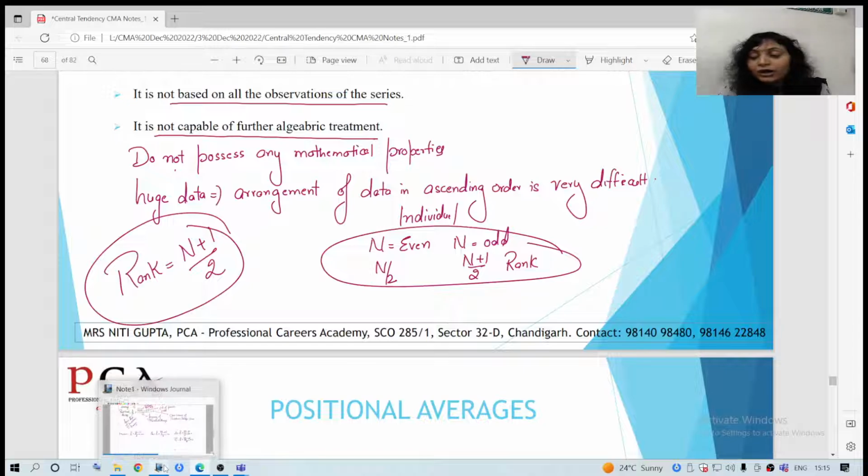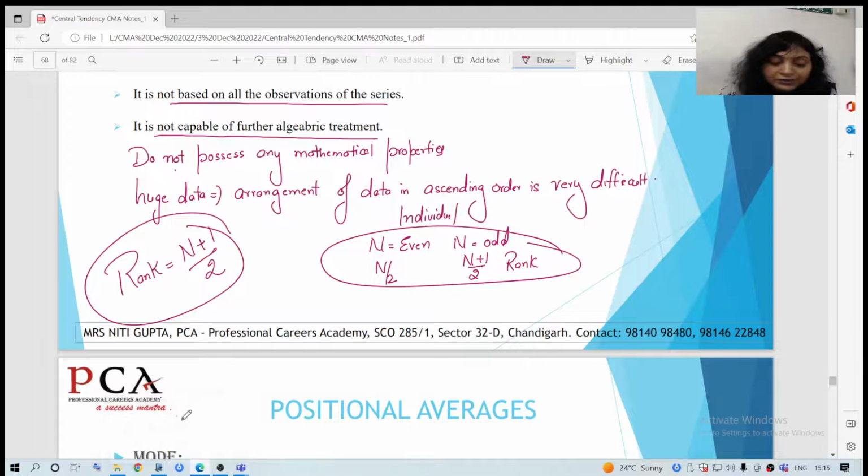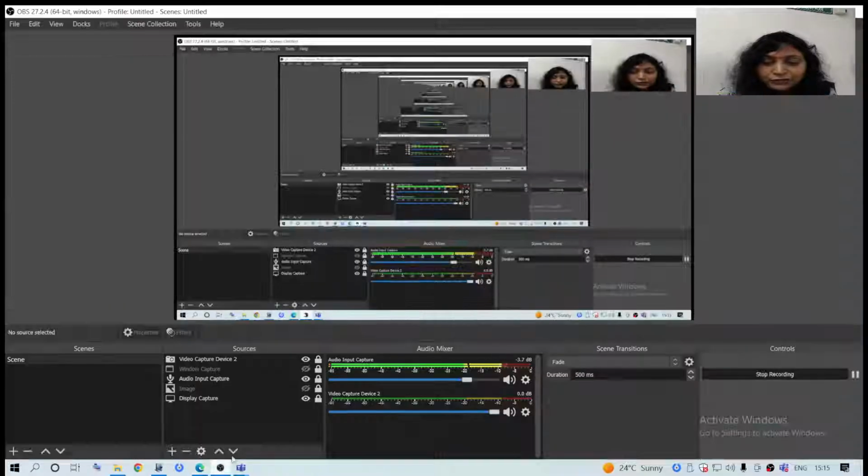So this is all about median. We have discussed today harmonic mean and various partitional averages: median, quartiles, deciles and percentiles. In the next class, we'll discuss our last average, that is mode, and then we'll start the next chapter, that is measures of dispersion. So that's all for today.